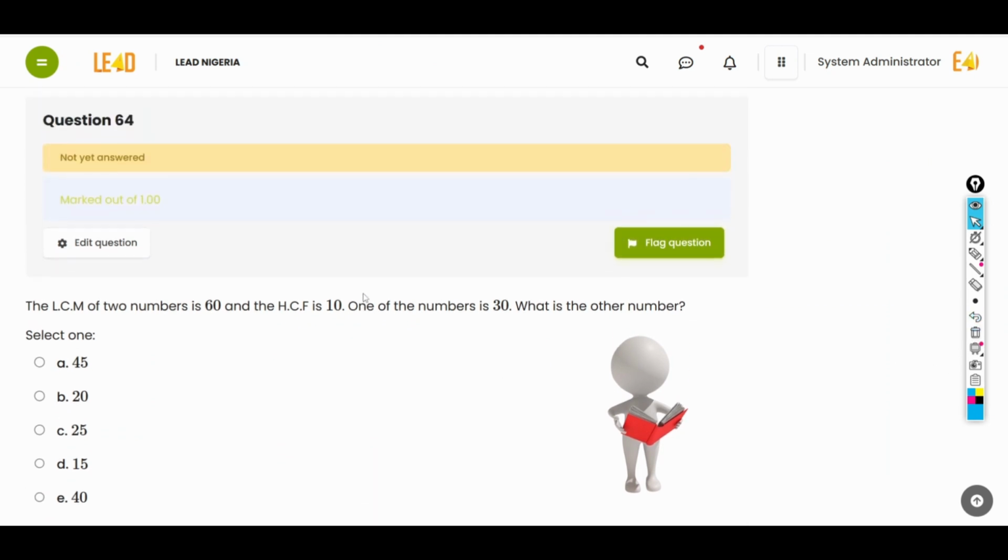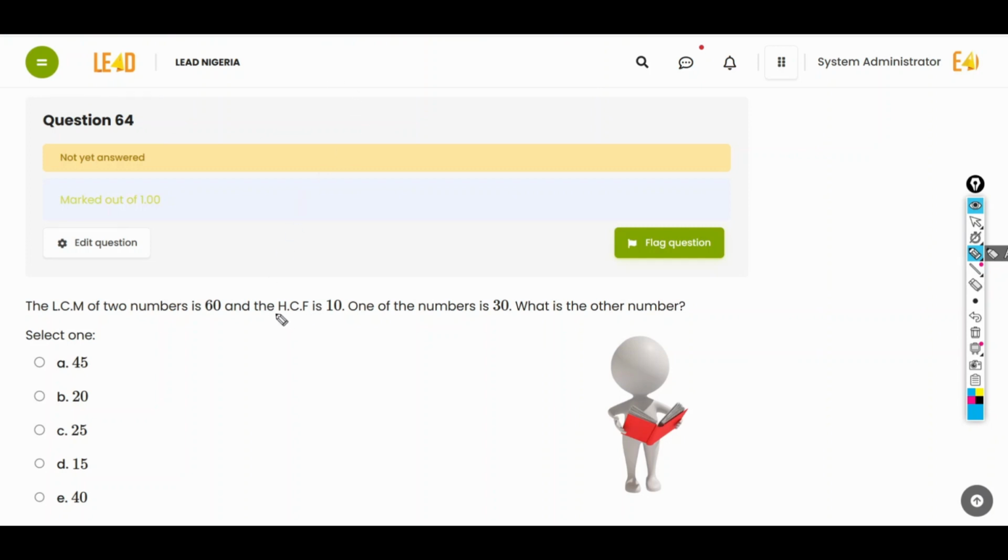Okay, 64 says the LCM of two numbers is 60 and the HCF is 10. One of the numbers is 30. What is the other number? Since it's an option-based exam, one of the things you want to do is test with all of them. So one of the numbers is 30.